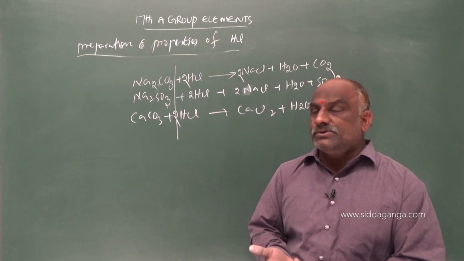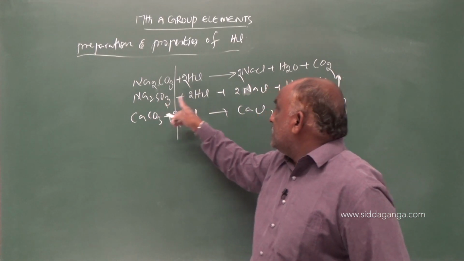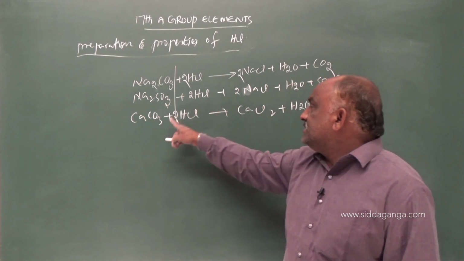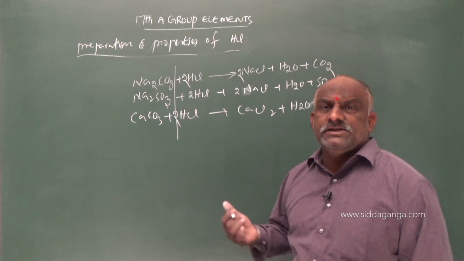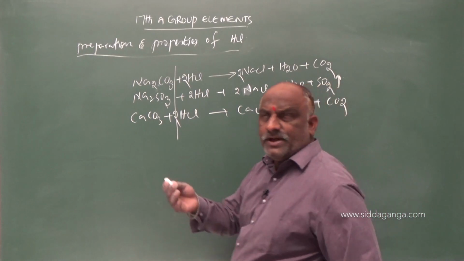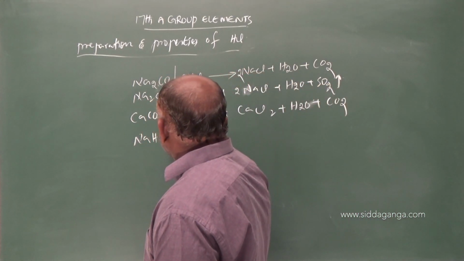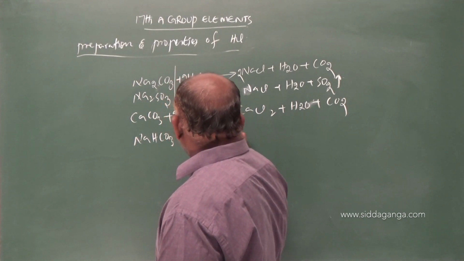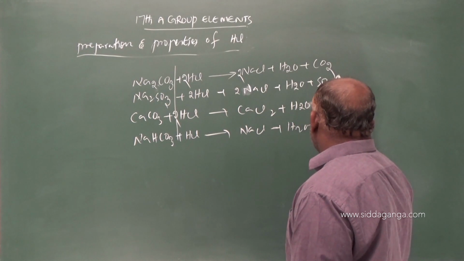It can decompose. Na2CO3 gives NaCl. Na2SO3 also gives NaCl. CaCO3 gives CaCl2. Different types of reactions were there like this. Clear. So suppose instead of that you take NaHSO3, NaHSO3 plus HCl gives, here again, NaCl plus H2O plus CO2.